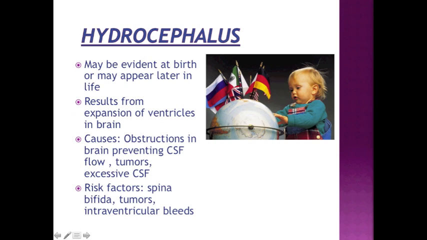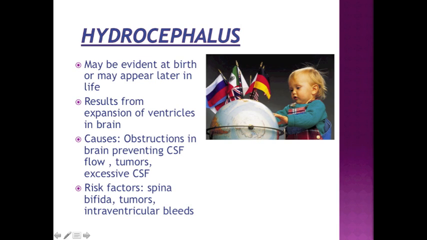With hydrocephalus, and I realize this is not really in your book, it mentioned it, but it wasn't as a true topic, but I wanted to make sure that y'all did have a good understanding of this. This is evident either at birth or it can occur later in life, but what happens is that there is an excess amount of fluid in the ventricles of the brain, and therefore it causes the ventricles to expand or get larger.